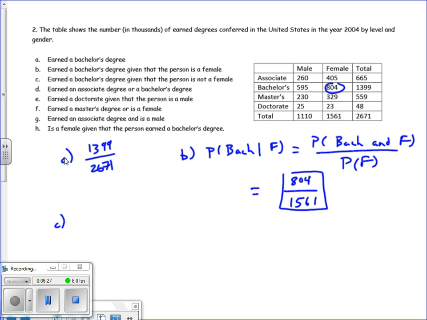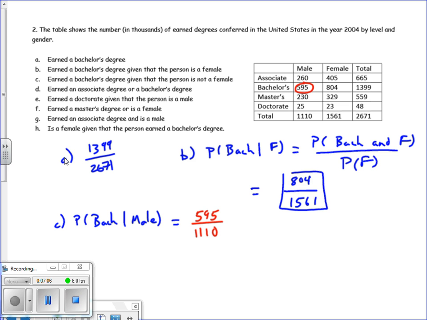Part C. Earned a bachelor's degree given that they are not a female. Well, that'd be the probability of a bachelor's given that they are, the other option, a male. And for this one, the males that earned a bachelor degree would be right there. So out of the males, there are 595 that did earn a bachelor's degree.